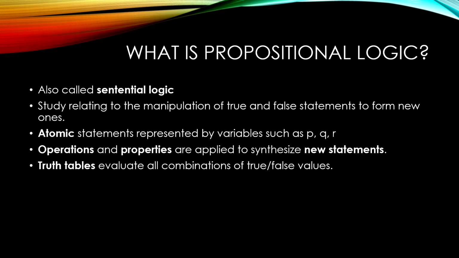Operations and properties, as it says here, are combined to synthesize new statements. And this is where truth tables come in, in that these take a look at every possible combination of atomic statements and show what new information is synthesized from them. And by using these, we can verify that our if statements and other logical operations are created correctly and there's not going to be any logical errors or holes in our logic.